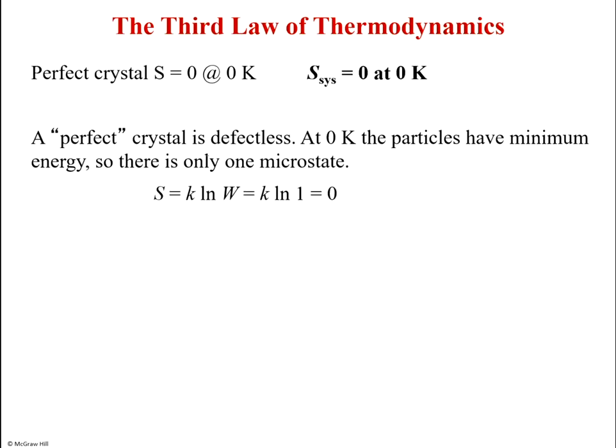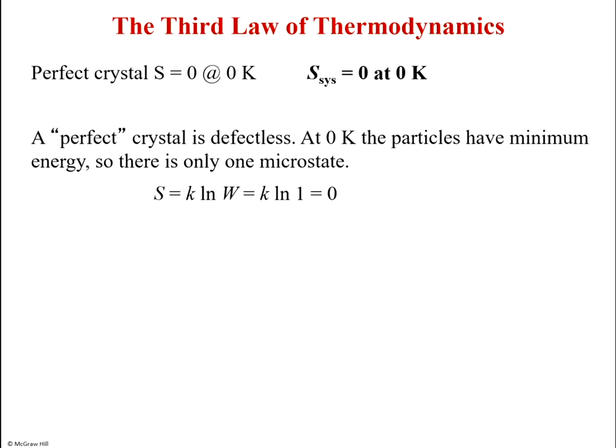A perfect crystal has an entropy equal to 0 at 0 Kelvin. A perfect crystal is one that has no defects. It has no dislocations in the crystal, it has no impurities. So, to the extent that we can make an extremely high purity crystal, we can measure the entropy absolutely for that system. So at 0 Kelvin, the particles have their minimum energy.